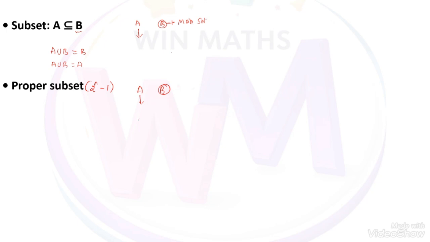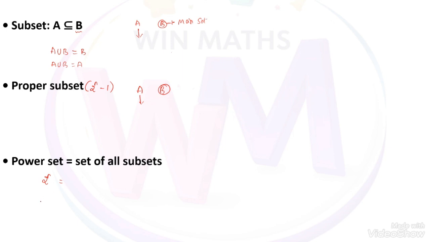Then next, power set. An important concept is the power set. Power set means the set of all subsets. Usually the number of elements of the power set is represented as 2 to the power n. This is the calculation for finding the number of subsets.